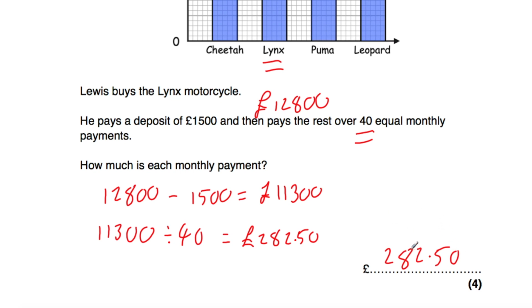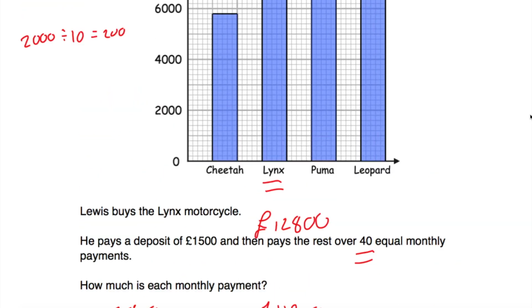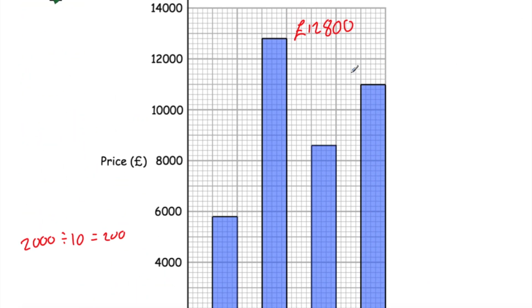And we can test it. We can multiply that by 40. We can then add on 1,500, and then that gives us an answer of 12,800. And if we look at the Lynx bar, it goes up to 12,800. So that's it. And that's it.